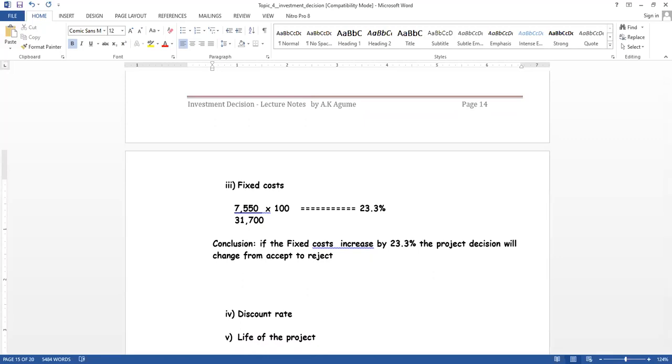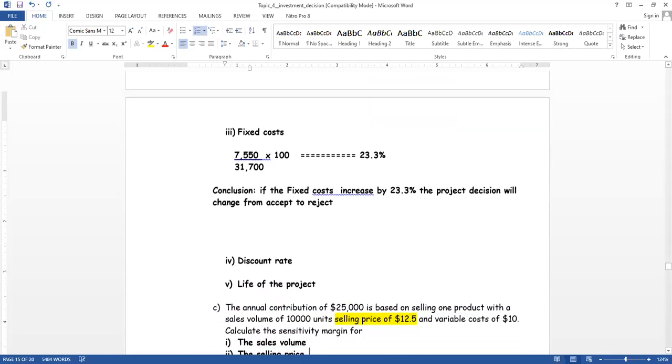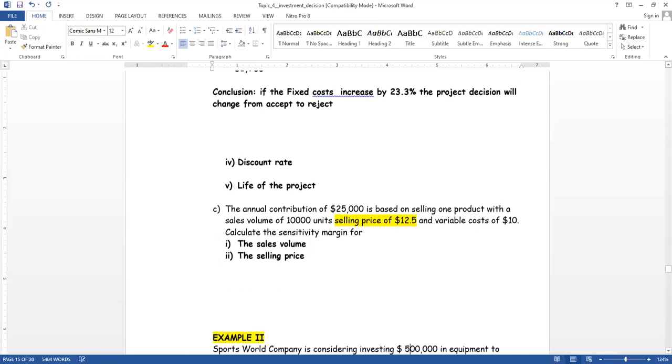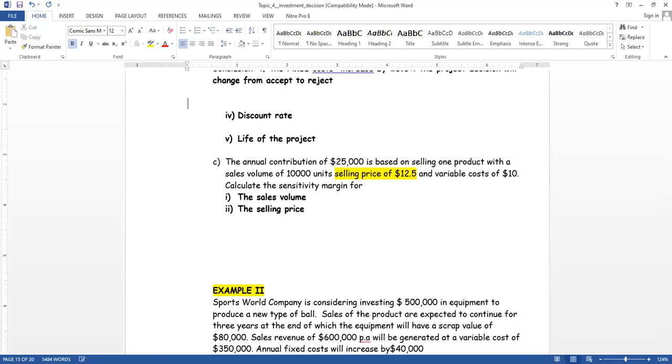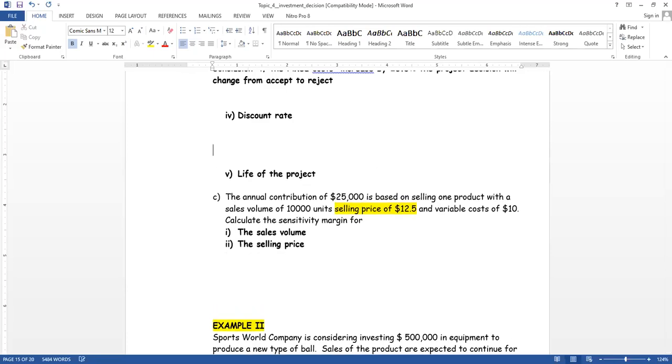Okay, because you see the percentage. Because remember, we say that the lower the sensitivity margin, the more sensitive that parameter is. Now, discount rate. How sensitive is the discount rate?